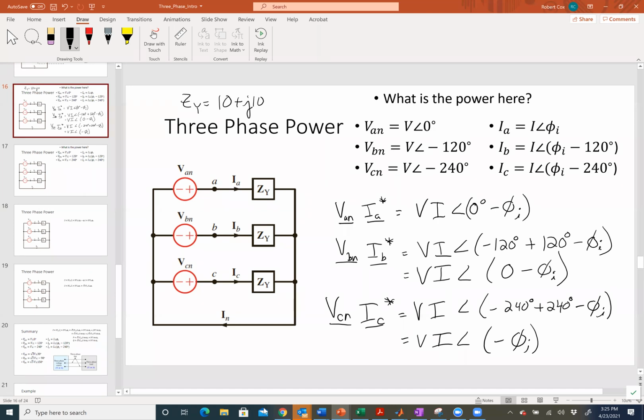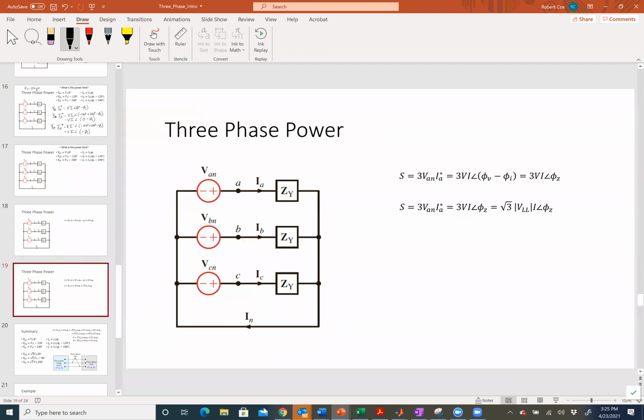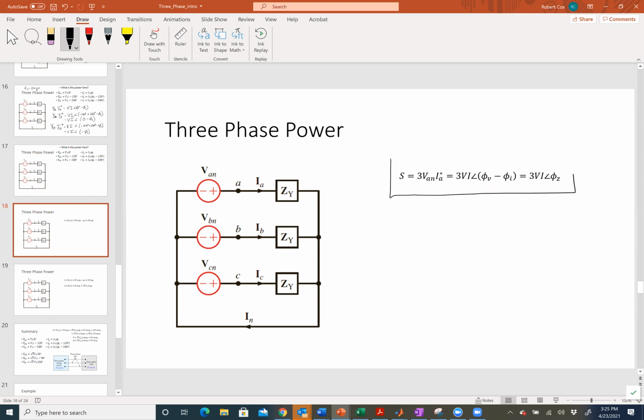Ohm's law, right? The fact that V equals I times Z tells me that phi V minus phi I is equal to phi Z. Okay, so that's really important. And so basically what I can say then is this, right? In general, the complex power is 3 times VAN times IA conjugate, which is the magnitude is 3 times V times I, and the angle is phi V minus phi I, or the angle of the impedance, okay? That's one way to write that.